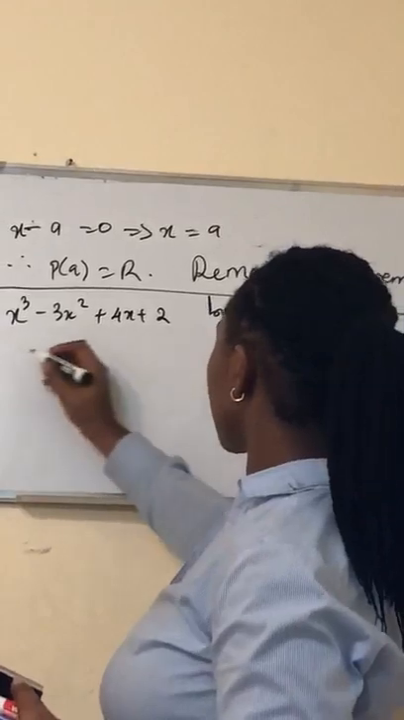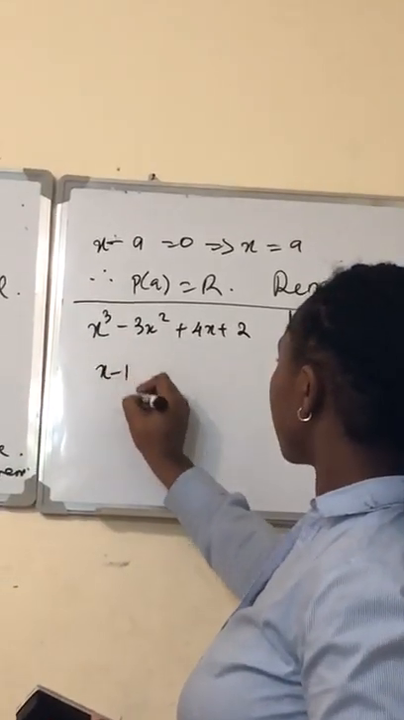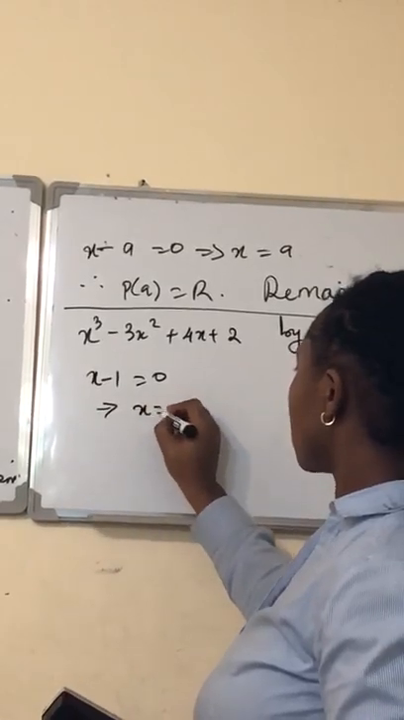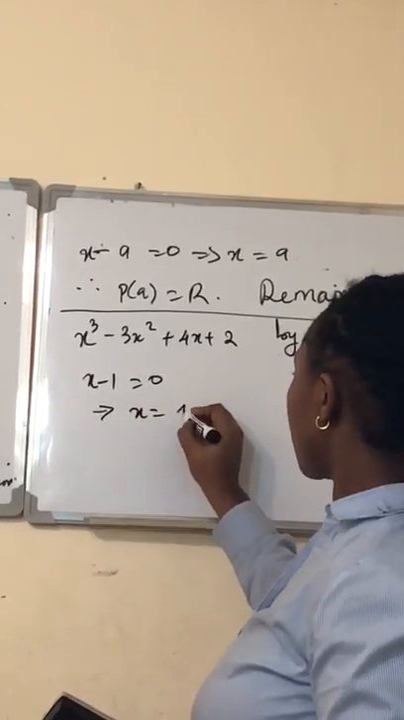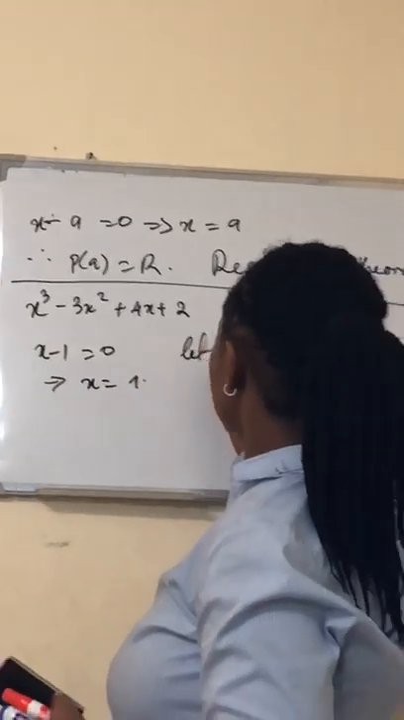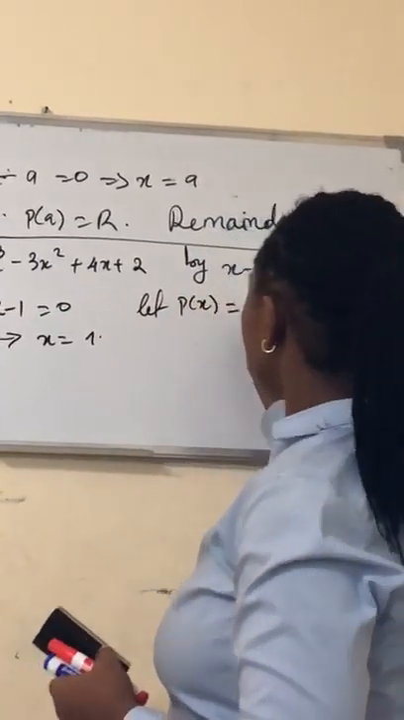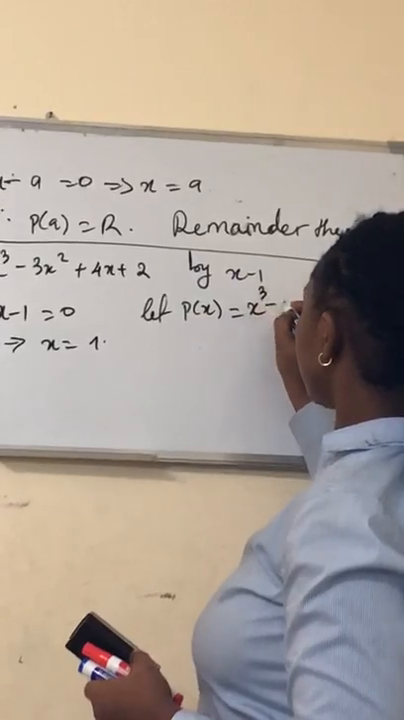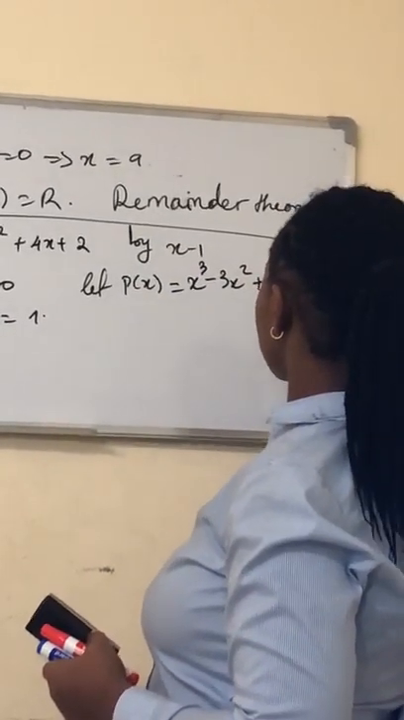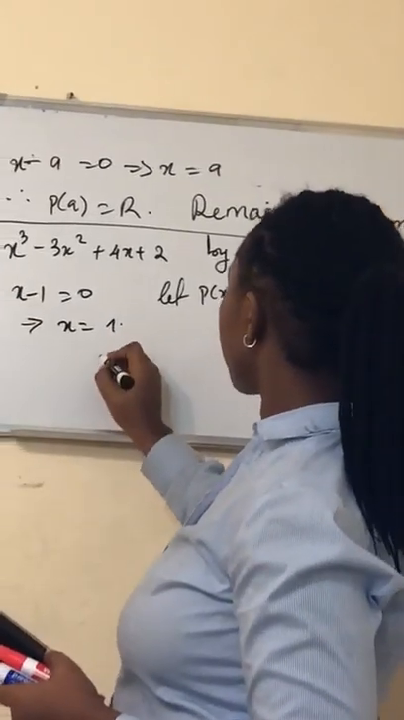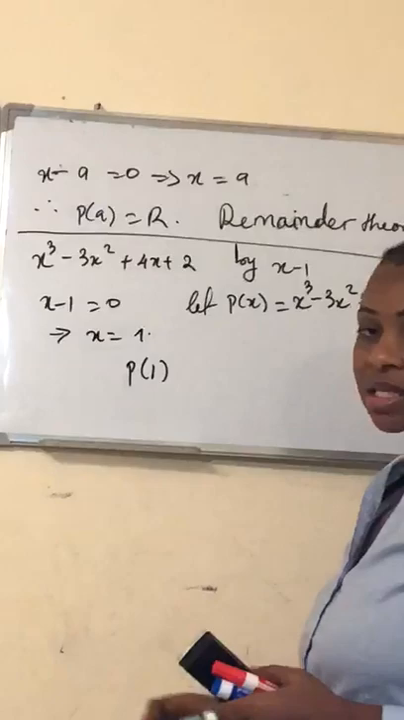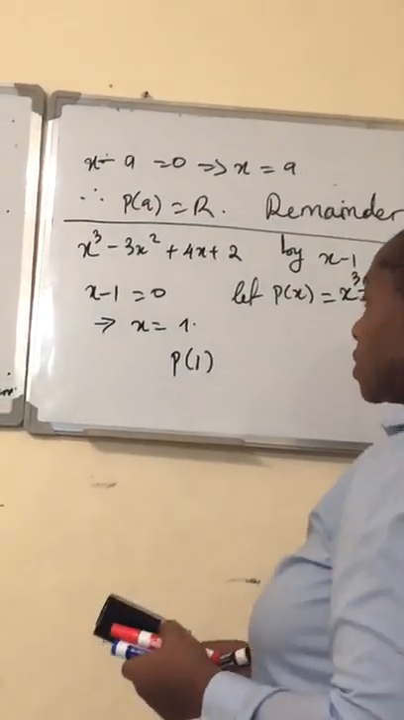So therefore we are going to have x minus 1 is equal to 0, implies x is equal to plus 1. So if I say let p of x be equal to x cubed minus 3x squared plus 4x plus 2, we are going to have p of 1. Remember we said x is equal to a, where a is a real non-zero number.